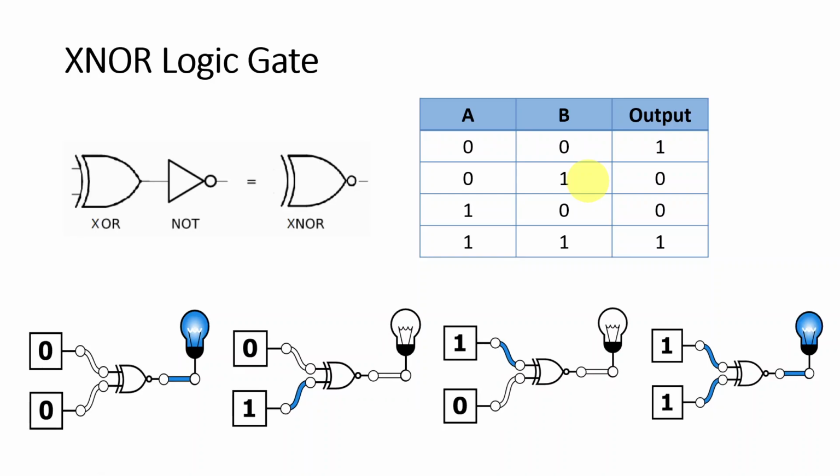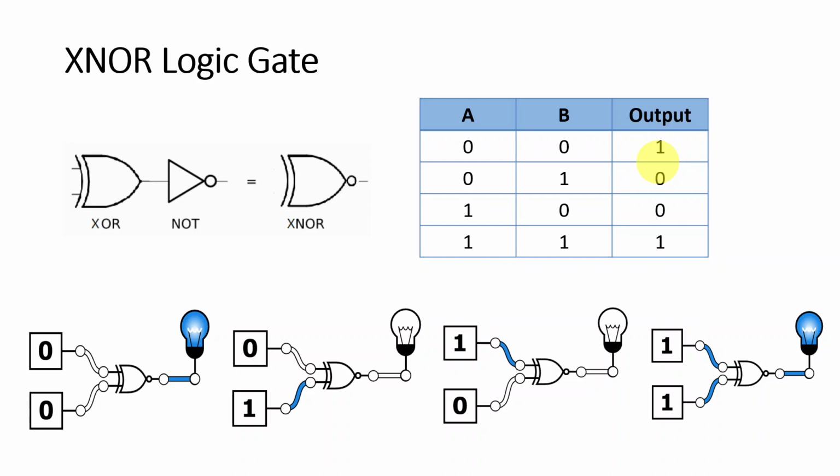And similarly, we have the inversion of the XOR gate, and we call it XNOR. Earlier, when the inputs were exclusively different, the output was 1. Now that is the case where the output is 0, and when they are the same, the output is 1. So that is called the XNOR logic gate or the XNOR logic operator.